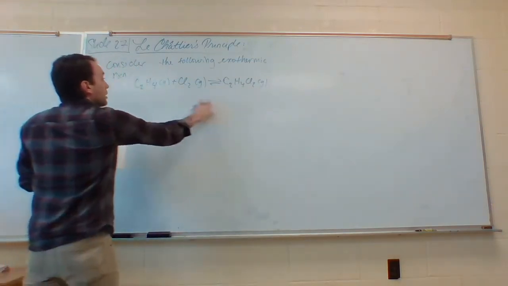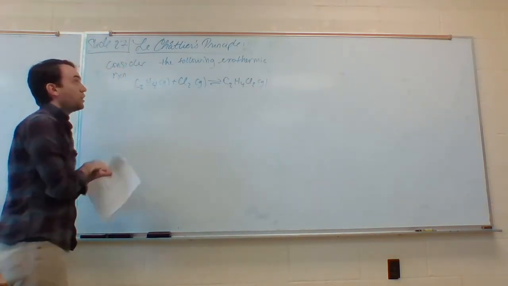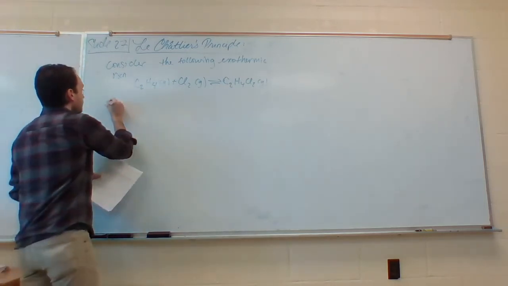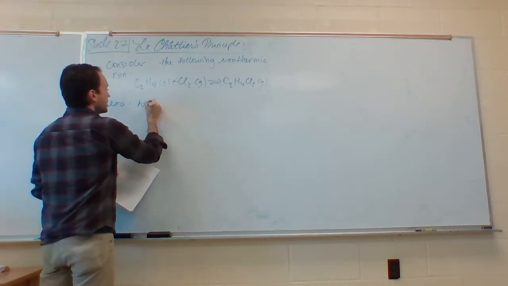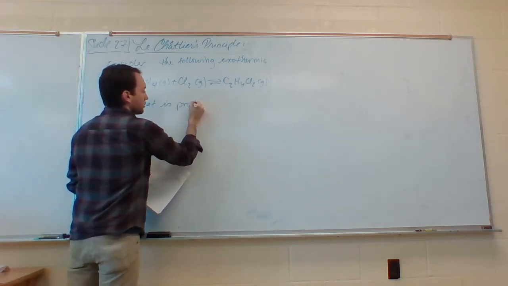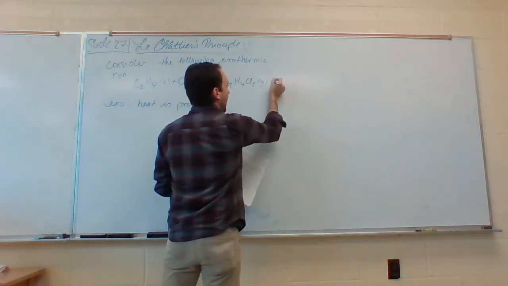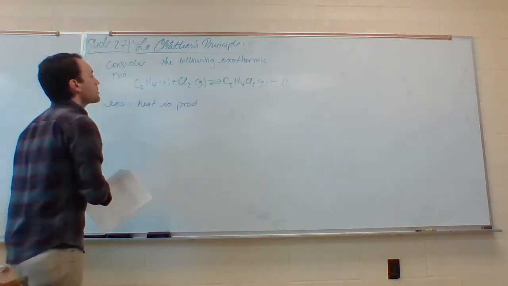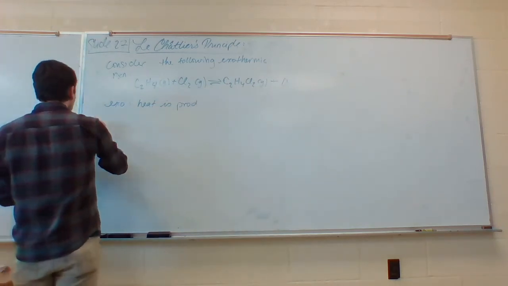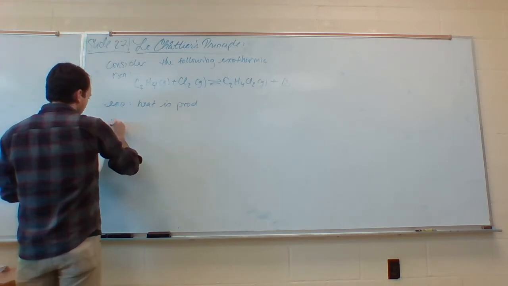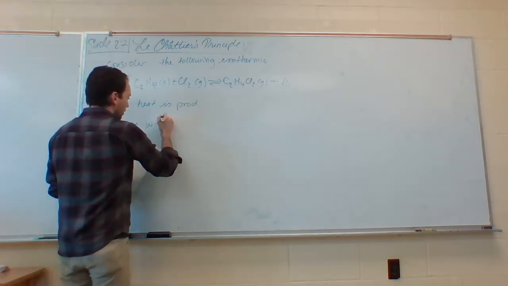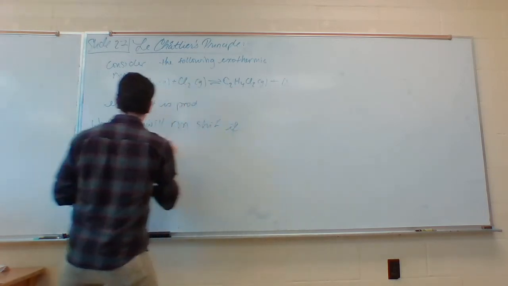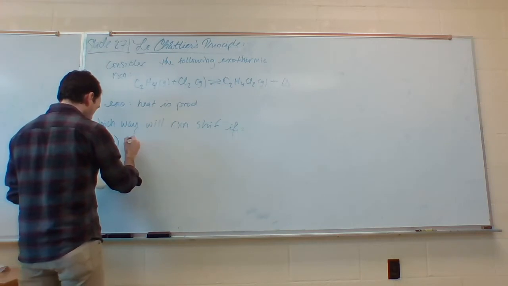So, if that's our reaction and it's exothermic, which side has the heat? If it's exothermic, that means that heat is a product, right? So if heat's a product, we add it to the right, okay? Now, let's answer a couple questions. Which way will the reaction shift if A, we increase the volume?